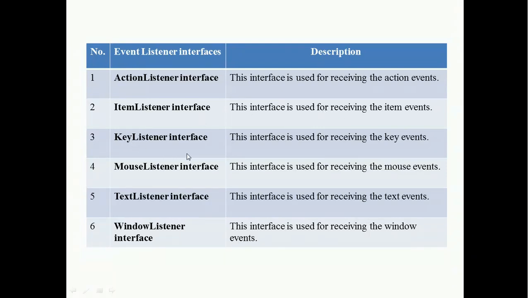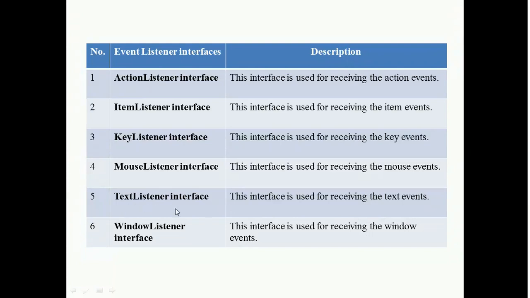Third is the key listener interface. This interface is used for receiving key events. So the keyboard-related events are present in the key listener interface. Fourth is the mouse listener interface. This interface is used for receiving mouse events. It means when the mouse button is pressed or released, that event is present in the mouse listener interface.